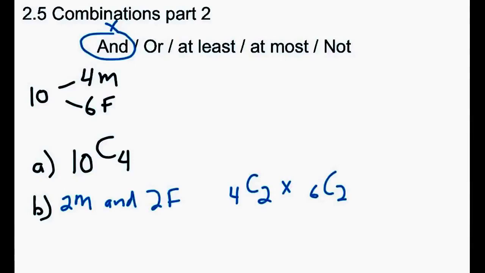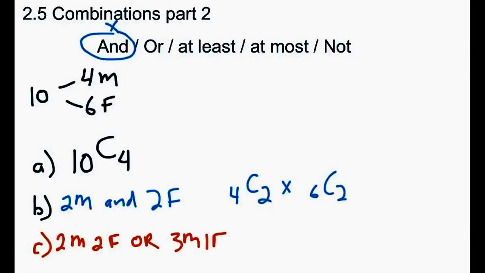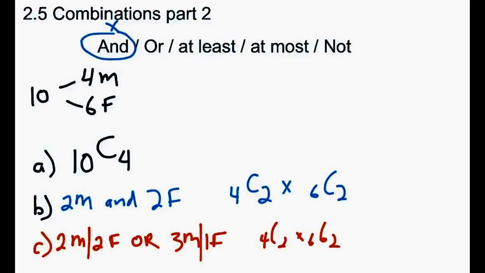Okay, let's do another one. I'll write it a little different. We're going to say we want 2 males and 2 females, or 3 males and 1 female. So in this case, we have 2 different options. You'd have 2 males and 2 females, which is exactly what we just did in question B. So you'd have 4C2 times 6C2. So that'd be the 2 males and 2 females.